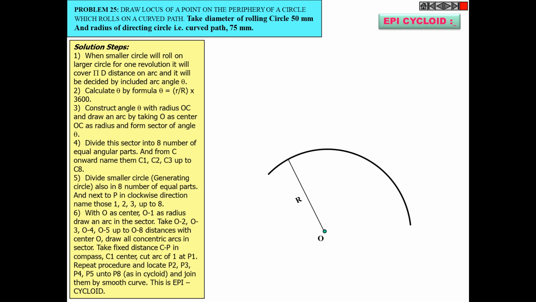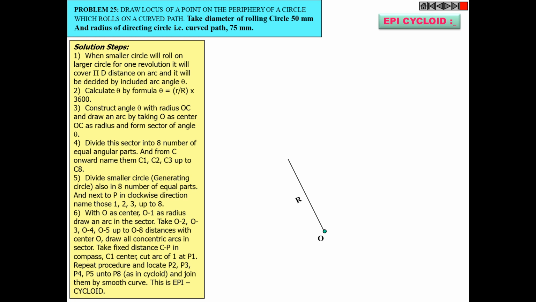Capital R is the radius of your directing circle. Is it clear so far? Yes, sir. Okay. Now next step is what? I have to extend this radius line because I know that I will get an epicycloid if the smaller circle, which is the rolling circle, rotates on the outer periphery of the bigger circle. So just extend this radius line outward.